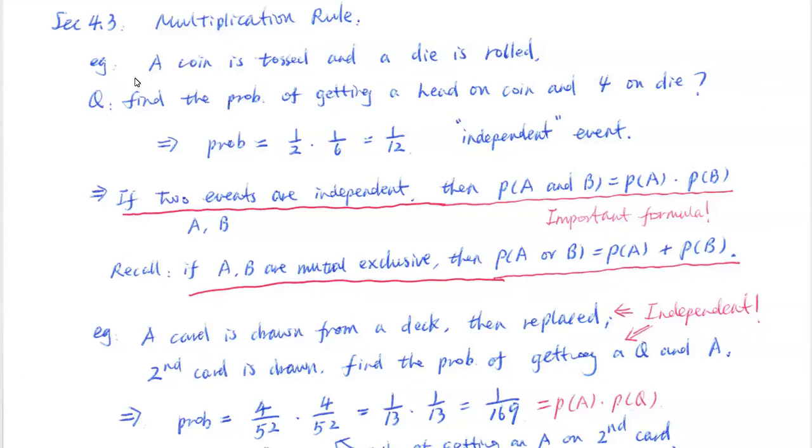So we are doing two experiments, everybody, two experiments. We toss a coin and then we roll a die. We want to find the probability of getting a head on the coin and getting a number 4 from the die. Is that clear? So you have two events. You toss a coin and then you roll a die, and you want to find the probability of getting a head on that coin and also getting number 4 on that die.